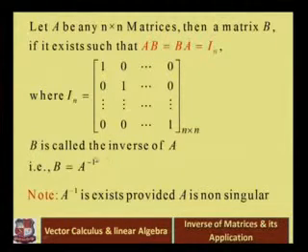And notice one thing here: A inverse does not always exist. For the existence of the inverse, the matrix must be non-singular. Non-singular in the sense that the matrix determinant has to be non-zero. So that is the definition of inverse of matrices.